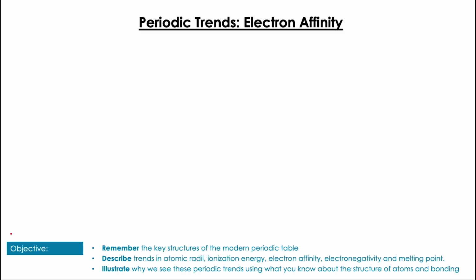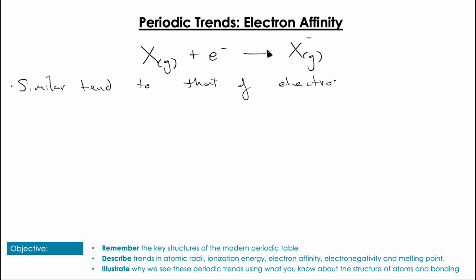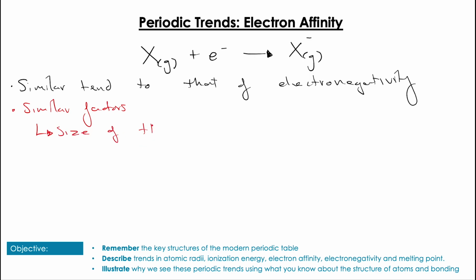Now, we haven't discussed electron affinity before in Unit 2, but electron affinity is the energy released when 1 electron is gained by 1 mole of a gaseous atom. You could think of it as the opposite of ionization energy, or first ionization energy. Now we have a similar trend to that of electronegativity, where we see an increase generally across the period, and we see a decrease generally going down.